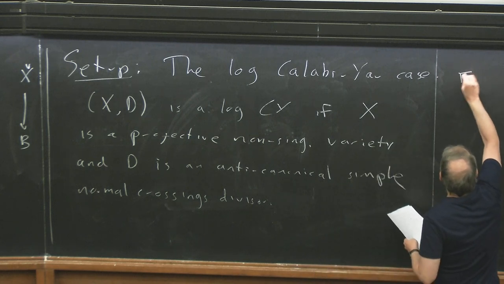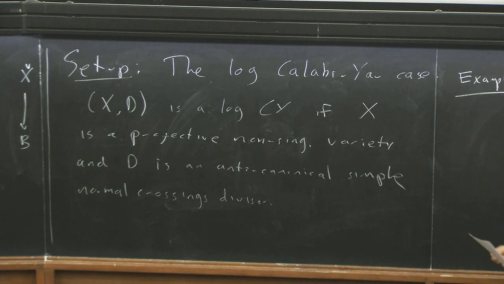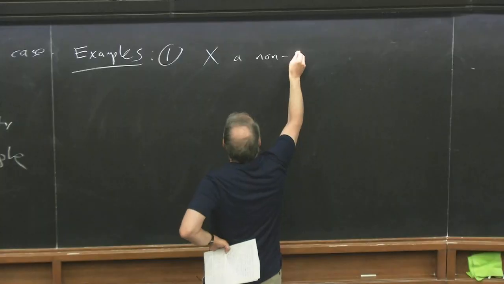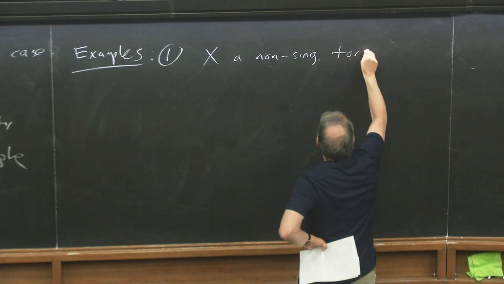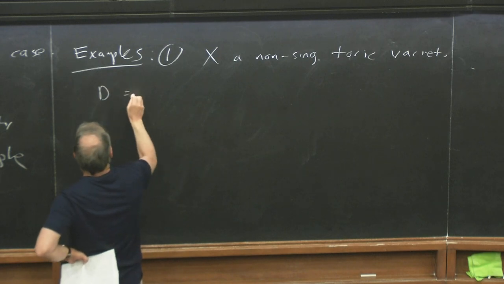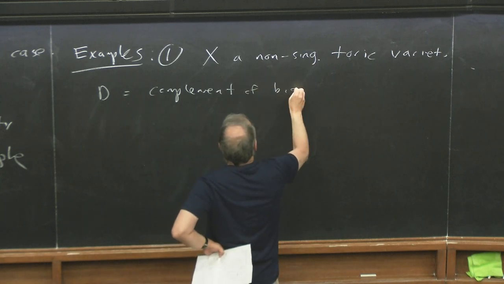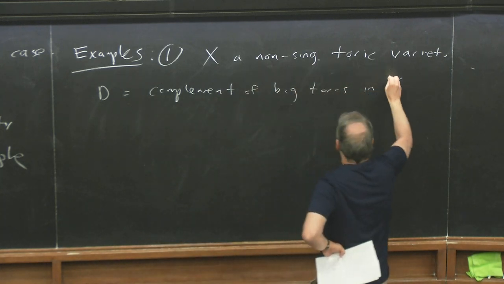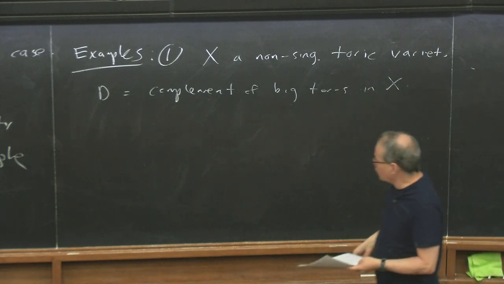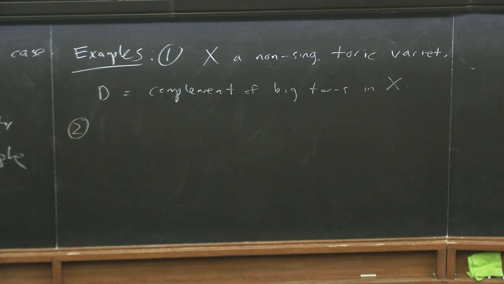So here's a couple of examples. First case, you take any non-singular toric variety, and take D to be the toric boundary, so the complement of the big torus in X. So this is a standard example, and this is by far the simplest example. Usually anything you want to do, you first test in that case.